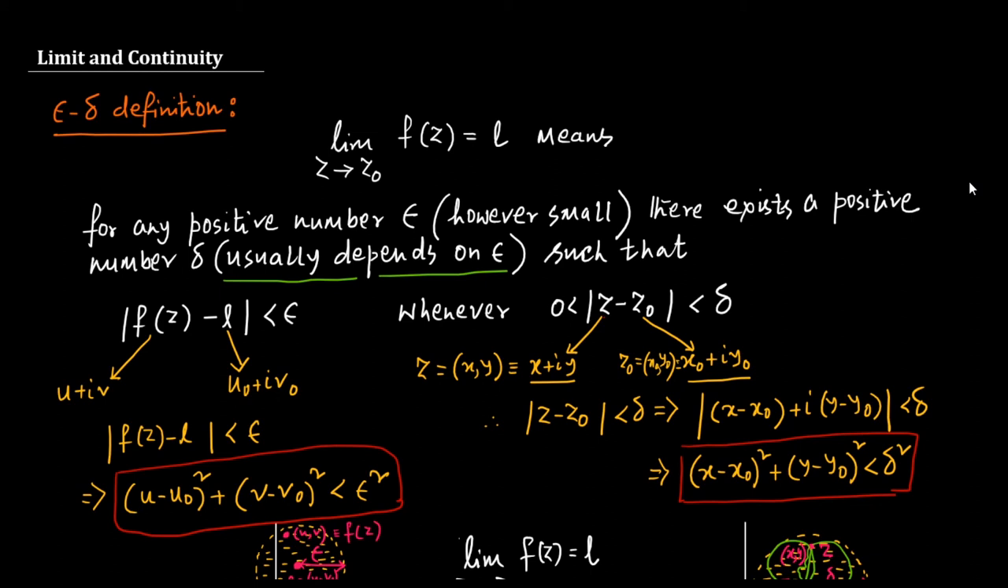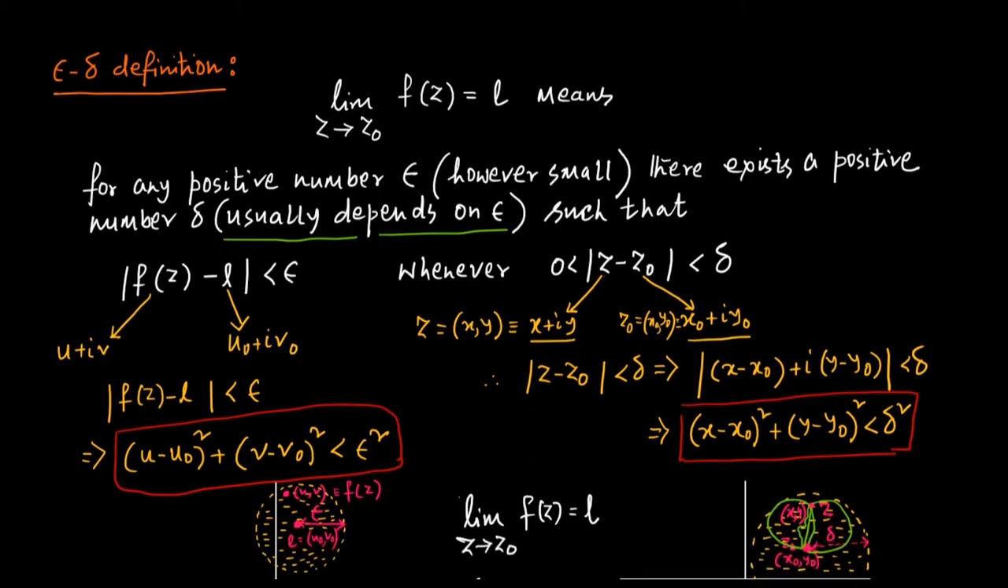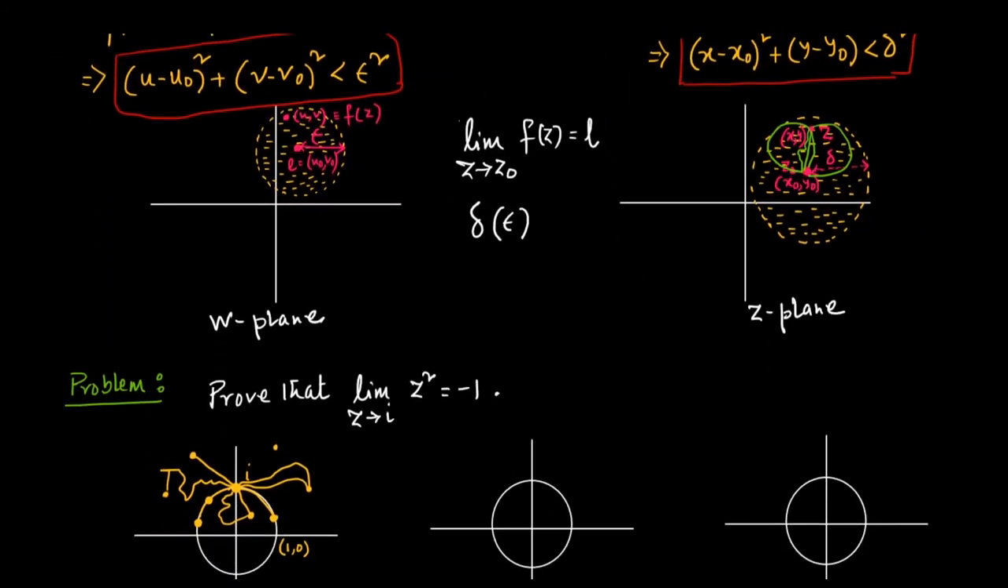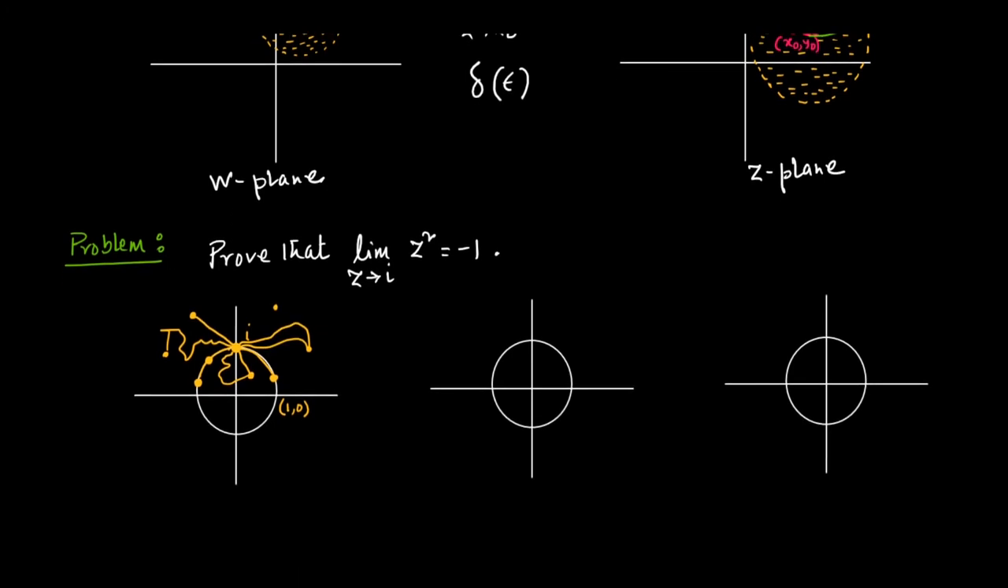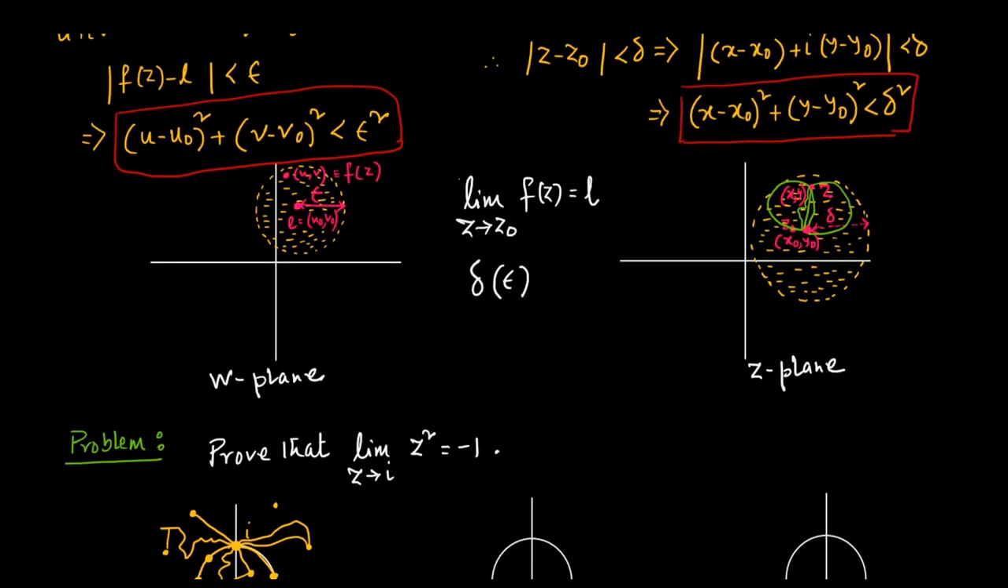So we have to remember that z can never be equal to z0. That means the circular disks are such that the center is excluded from this open circular disk, in both the z plane and the w plane. The center is excluded.